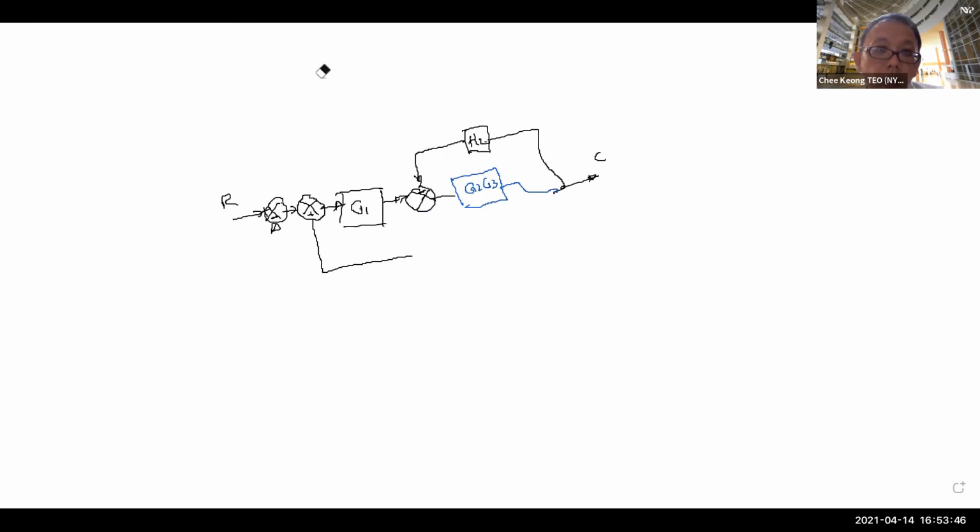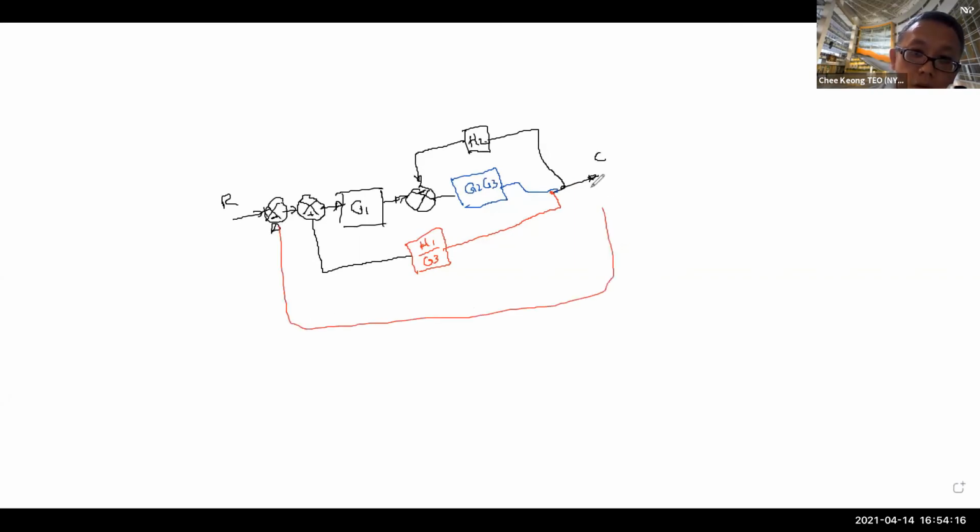Let me put it back. And of course, I put back this same H1 over G3. And this is the line that goes to here. And of course, there's another line that goes to here, right? Which we accidentally deleted, all the way to here. Right.